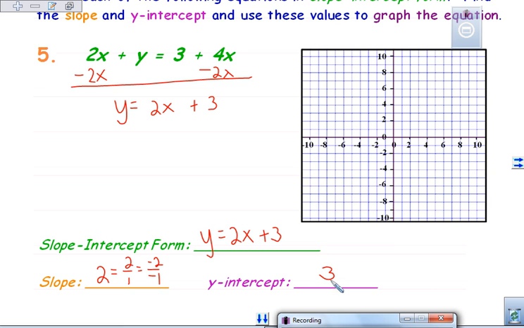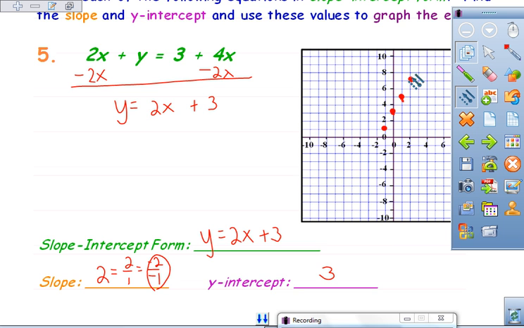So when we're graphing, we say, where do we start? So we start on the y-axis at positive 3. And then I'm going to apply my slope. So that's up 2, forward 1, up 2, forward 1. Or we could use the other slope and go down 2, backwards 1. Down 2, backwards 1. So the minimum number of points you need is 3. And then go ahead and connect your dots.